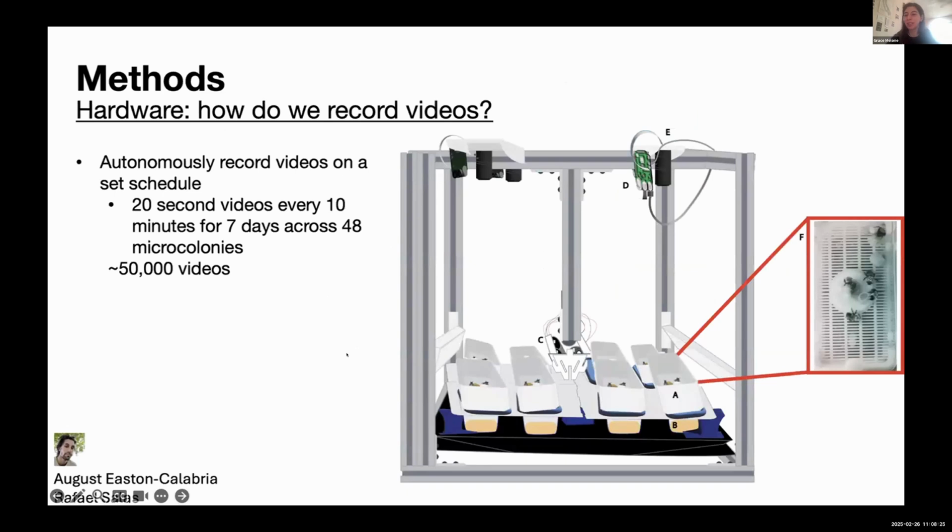Okay, so then we get to the harder part of setting up this experiment, how we recorded videos. So my lab mates August and Raphael and I set up this monster rig to record videos. We used Raspberry Pis attached to Raspberry Pi cameras to autonomously record videos on a set schedule. We recorded about 50,000 individual videos of 20 seconds each, which is so much data. And so in order to not drive me crazy, we use computer vision to be able to understand that data.